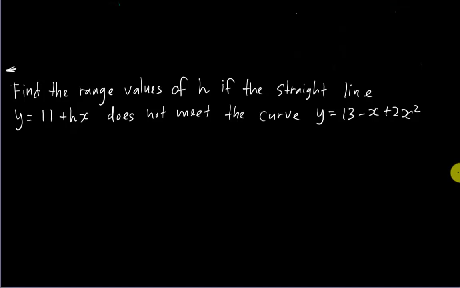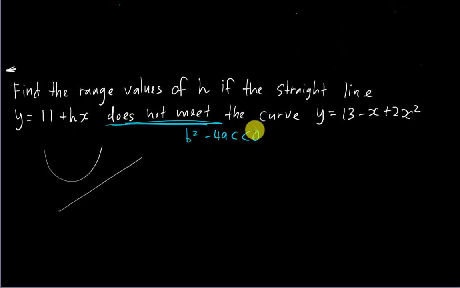Alright, so if the question says something like: find the range of values of h if the straight line does not meet the curve. That means you have a curve here and you have a straight line here, and both of them do not meet. So if you see the words something like does not meet, the first thing coming to your mind should be b squared minus 4ac is less than 0.